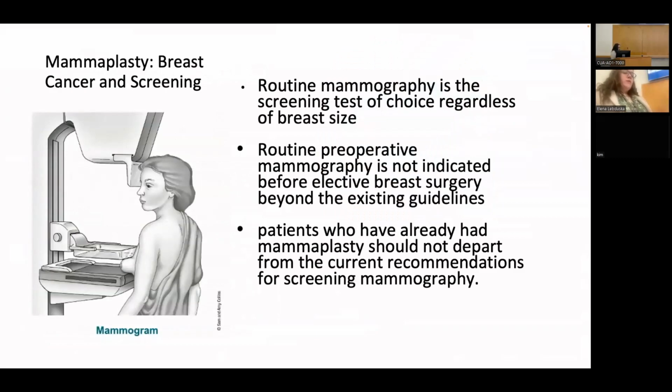Routine mammography remains the screening test of choice regardless of breast size, and patients who have already undergone breast reduction mammoplasty by the time they come to see you should continue with routine screening intervals.